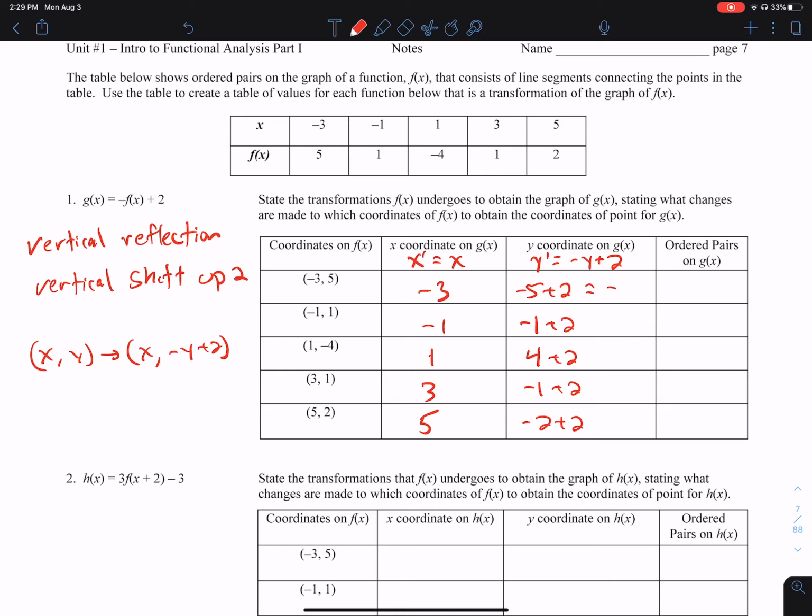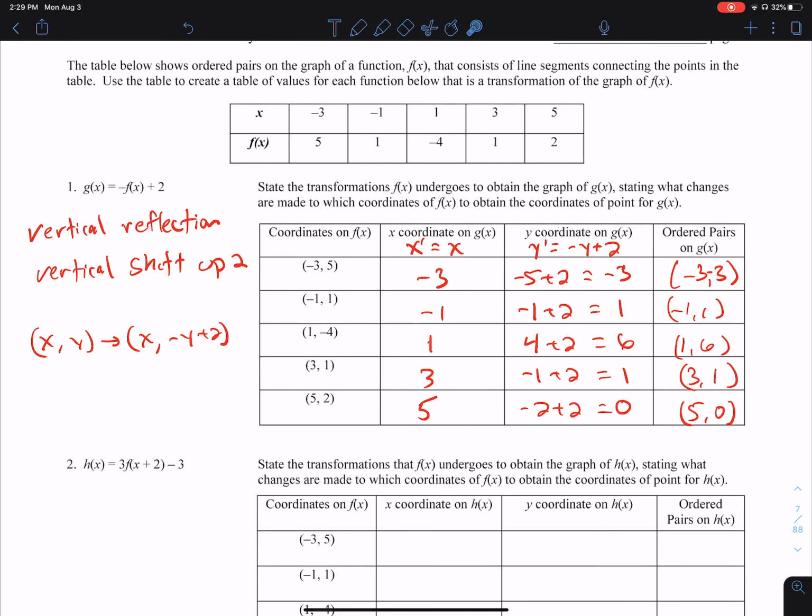That's going to give us new y values of -3, 1, 6, 1, and 0, which means our new ordered pairs are (-3, -3), (-1, 1), (1, 6), (3, 1), and (5, 0). So if we were asked to graph g of x, we would put these 5 ordered pairs and draw segments between each pair of ordered pairs.